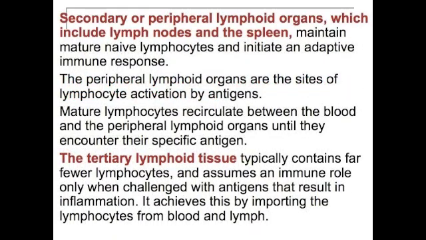Moving on to the next slide. Secondary or peripheral lymphoid organs, which include lymph nodes and the spleen, maintain mature, naive lymphocytes and initiate an adaptive immune response. The peripheral lymphoid organs are the sites of lymphocyte activation by antigens. Mature lymphocytes recirculate between the blood and the peripheral lymphoid organs until they encounter their specific antigen.